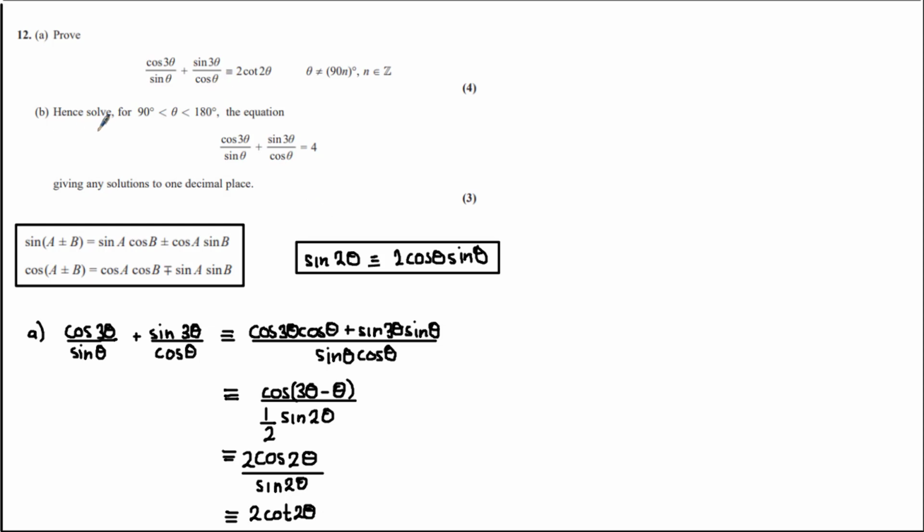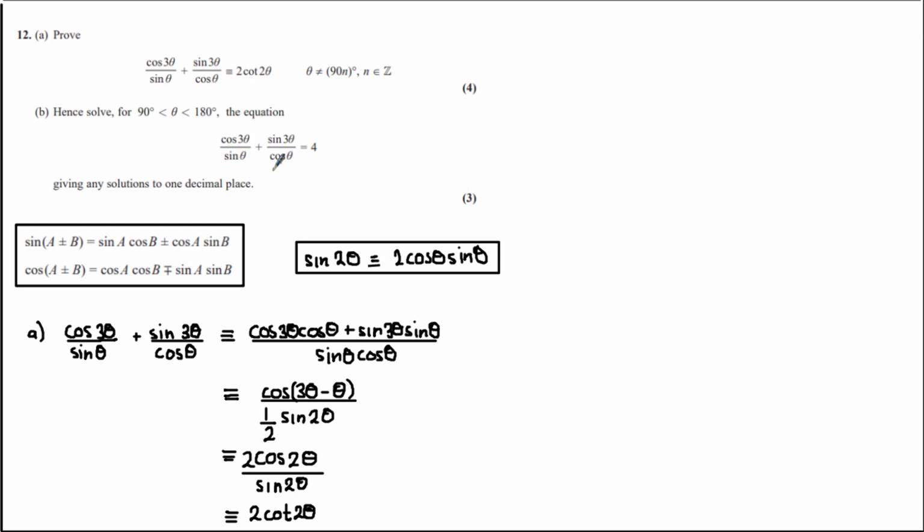The next part of the question says, hence solve for values of theta between 90 and 180 degrees the equation cosine of 3 theta over sine of theta plus sine of 3 theta divided by cosine of theta is equal to 4, giving any solutions to 1 decimal place. And this question is for 3 marks. So as it says hence, we'll use what we've found in the previous question to solve this problem.